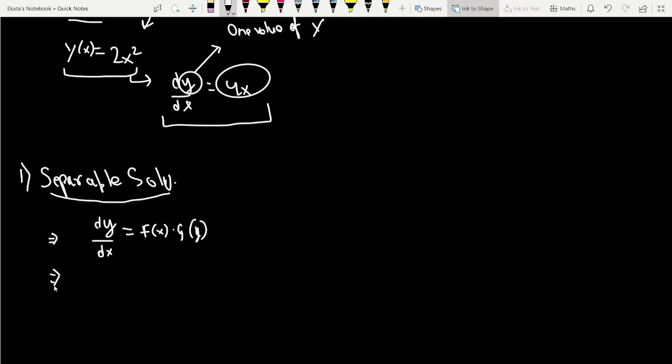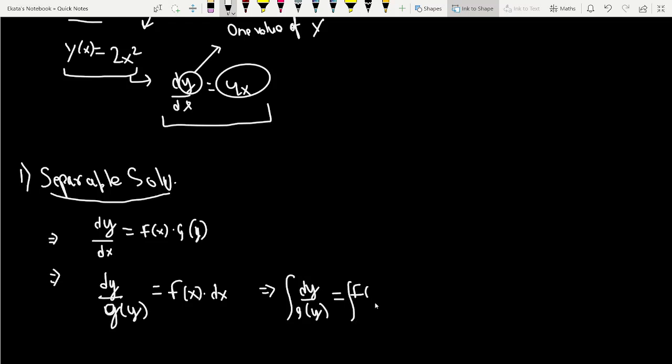The solution of this differential equation can be found by separating the y term and the x term. Separating out the y term, it can be written as dy upon g of y, because g is a function of y, equals f of x into dx. After this, just integrate on both sides, and you will be left with the solution of this differential equation: the integration of f of x into dx. This is the very fundamental way of solving a very simple differential equation.